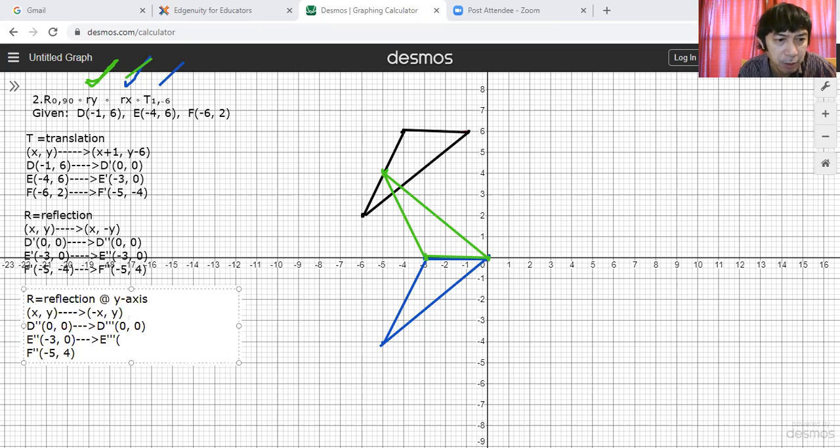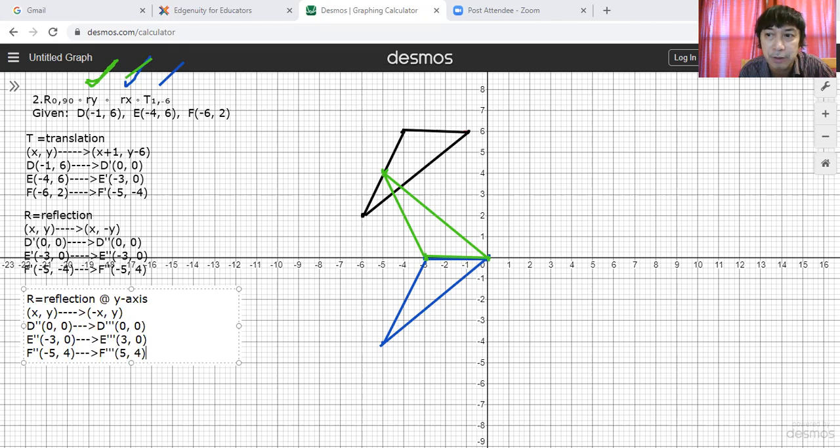Okay, negative x, that means from negative 3, it is now a positive 3. And the 0 remains 0 for the y. And then next, we have the f triple prime. Okay, according to the rule, x becomes negative x. So negative 5, negative of negative 5 is a positive 5. And the 4 remains 4. All right, we're now ready to do the output from the third process.